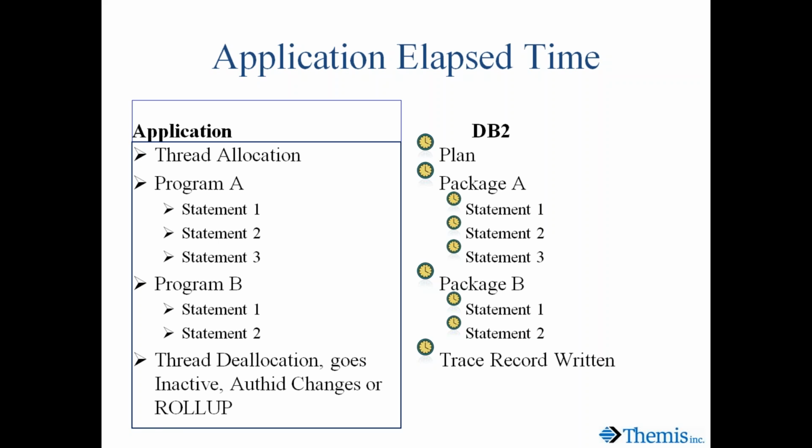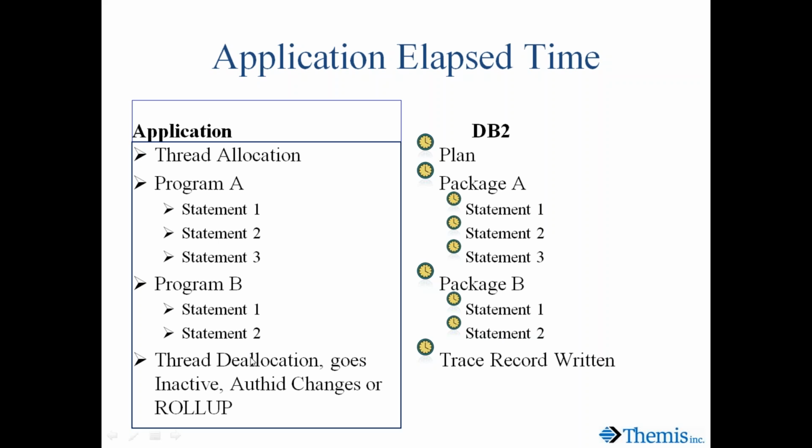Now, when we look at our application, according to DB2 tracing, the application starts in DB2 at the initial thread allocation. So when you execute your plan and invoke your program to execute your package, when the thread is allocated, you're assigned a task control block, TCB, in DB2. From that point on, all your SQL, every one of the packages, your program, and if you call a stored procedure program package, you invoke a stored procedure or an external function, those are all captured as part of your application elapsed time in DB2.